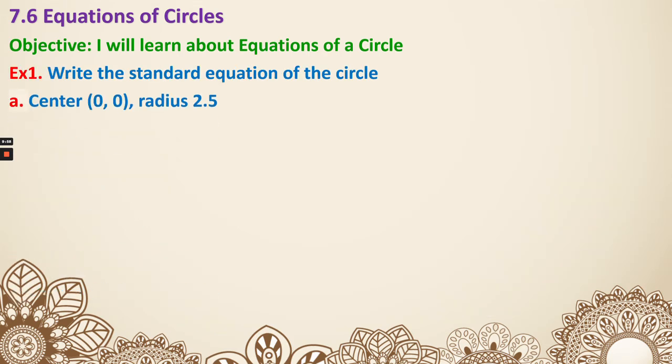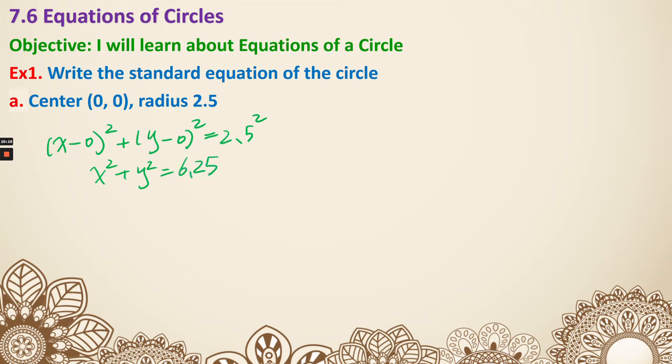So for the first one, I can still use it. (x minus 0) squared plus (y minus 0) squared equals the radius squared, so 2.5 squared. Now I'm going to simplify it, no minus 0, so x squared plus y squared just equals 6.25. Hey, that's A. Next, B. x minus, I'm going to keep it, minus negative 2, because that's my h.